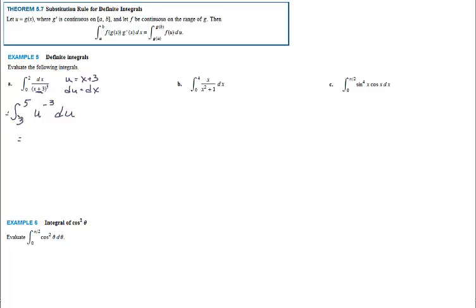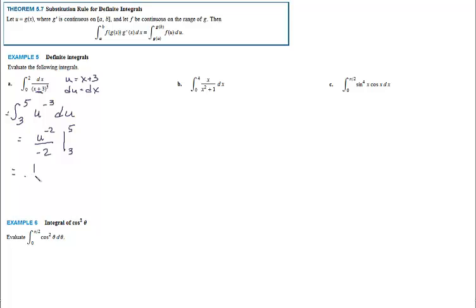This would give me, adding 1, u to the negative 2 over negative 2, evaluated from 5 to 3. Alright, so one thing that you could do at this point is crunch it all out and get your answer, or you could leave it in u and then go back in terms of x's and then do your final computation. Either way will get you what you need.